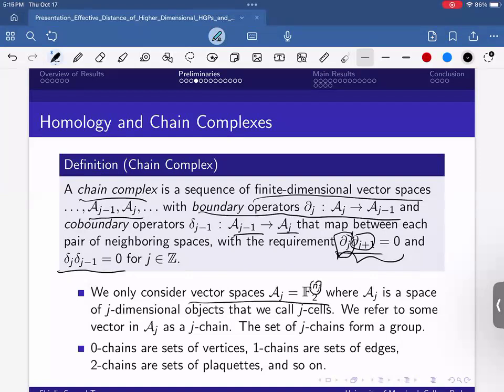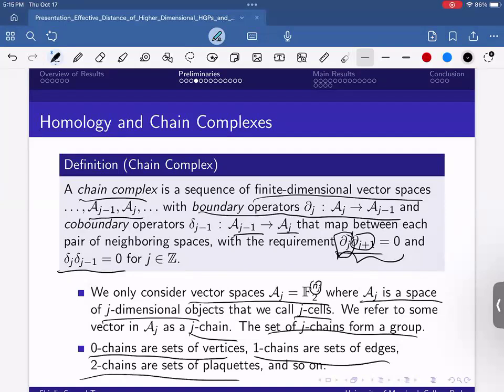and the dimension of the vector space is given by n sub j. Each of those vectors you can think of as j-dimensional objects that we call j cells, and each vector itself is a j chain. The set of j chains forms a group. And a more geometric intuition is that 0 chains you can think of as vertices, because vertices are 0-dimensional. 1 chains are sets of edges, because edges are 1-dimensional, and 2 chains are sets of plaquettes. Yeah.